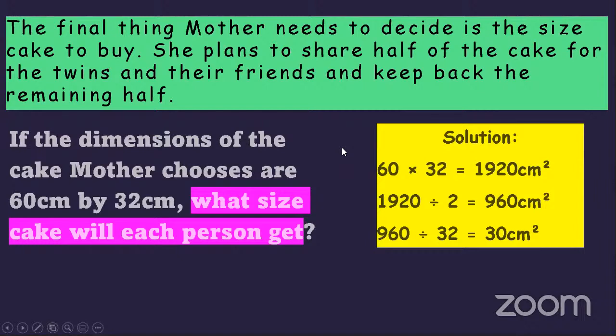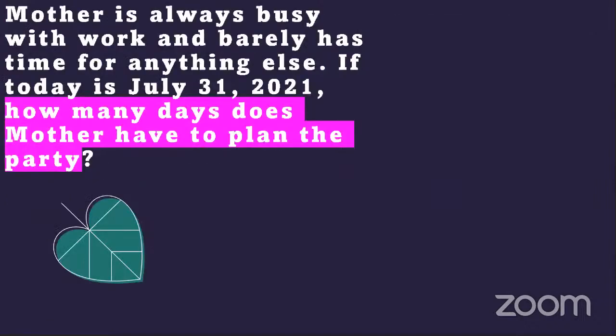All right, so let us move on to the final part of this task. We are at the end of this task, guys, and we have this final part to help mother with. It says mother is always busy with work and barely has time for anything else. We don't know what job mother does, but she's always busy with that job. So if today is July 31st, 2021, how many days does mother have to plan the party?